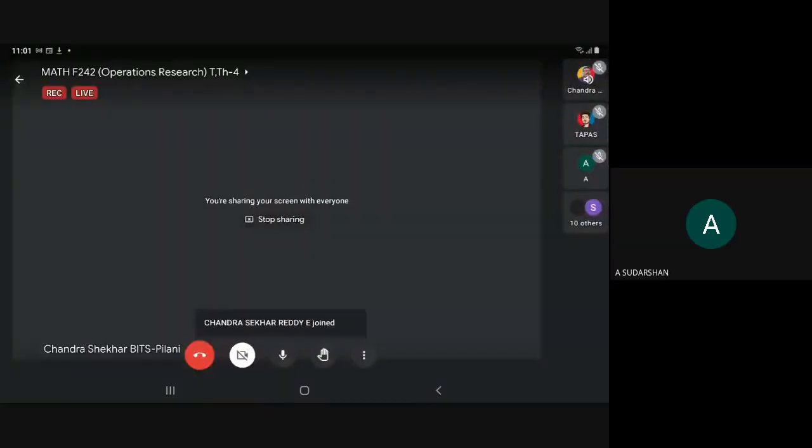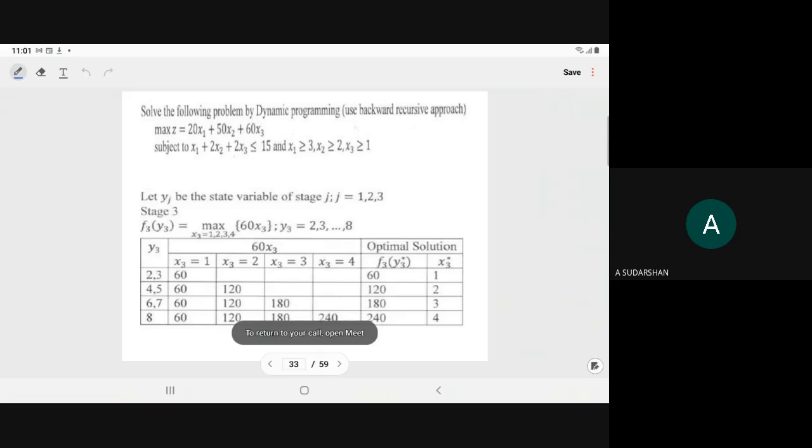Audio is okay? Sir, your screen is invisible. Just blank. Just wait a bit. I think now okay.